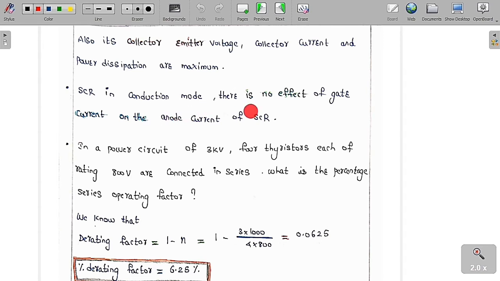And in conduction mode, there is no effect of gate current on the anode current of SCR, because SCR is a semi-controlled device. After the SCR is on, there is no control of the gate current on the SCR. So once the SCR is turned on, there is no need to give the gate supply. We can remove it. So in conduction mode, there is no effect of gate current on the anode current of SCR.